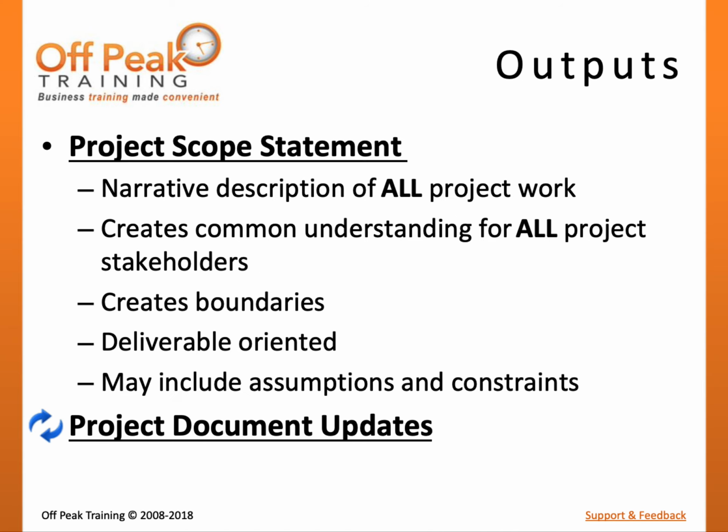There are 2 outputs of the define scope process. The most important output is the project scope statement. The project scope statement is a narrative description of the project work that must be completed to meet project and product objectives. This should help to provide a common understanding of project work for all project stakeholders.